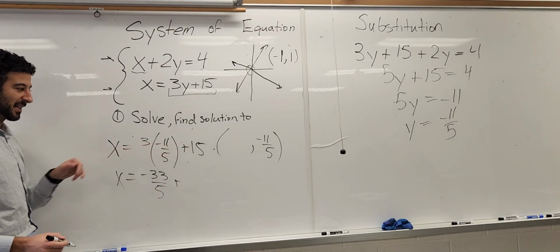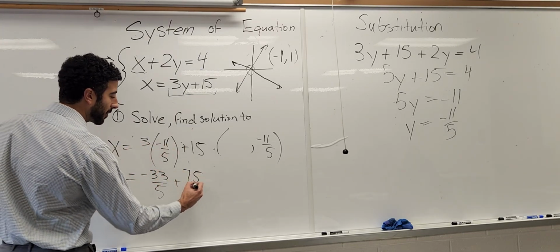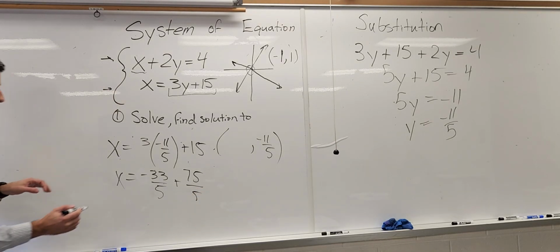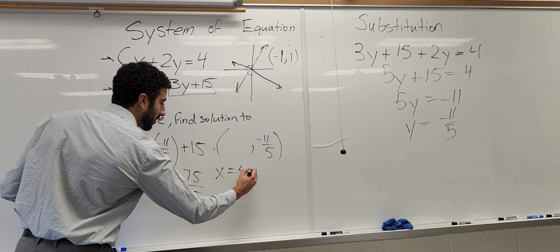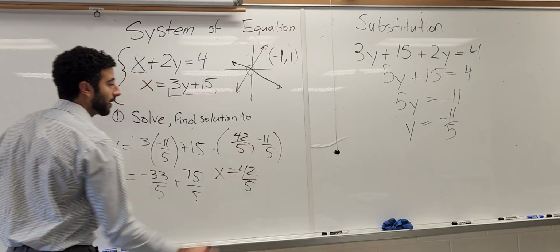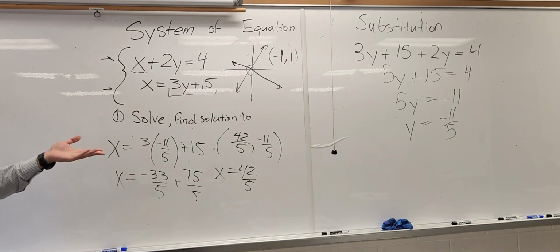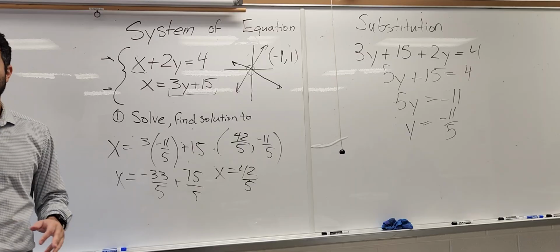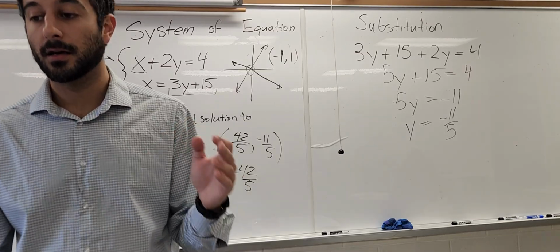Plus, I'm going to convert that to being over 5. That's 75 over 5, by the way. And then when I add those together, I get 42 over 5. X equals 42 over 5. Dang, that's nasty. I've seen worse fractions. So that's your solution to that system using substitution, where the equations are organized slightly differently. Okay? That's my lesson.